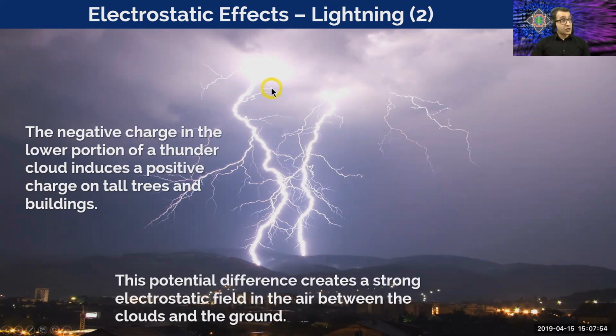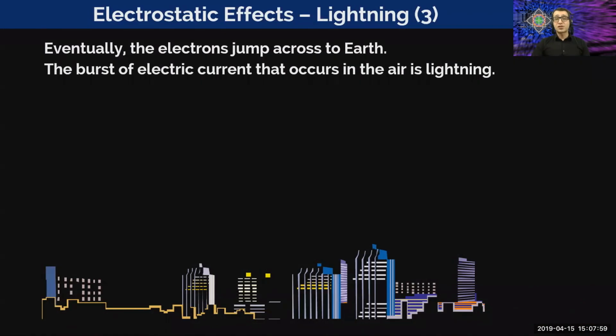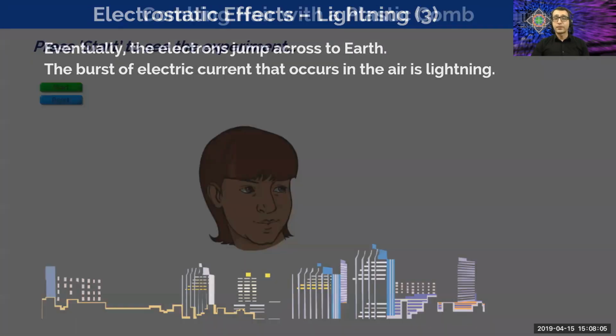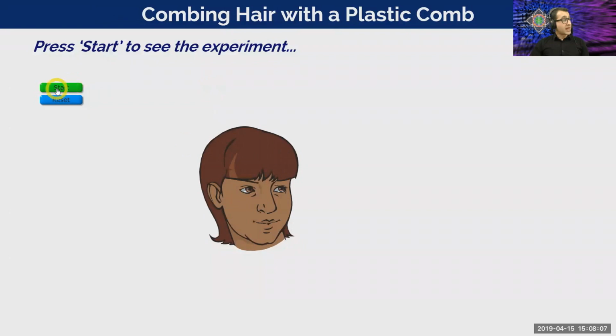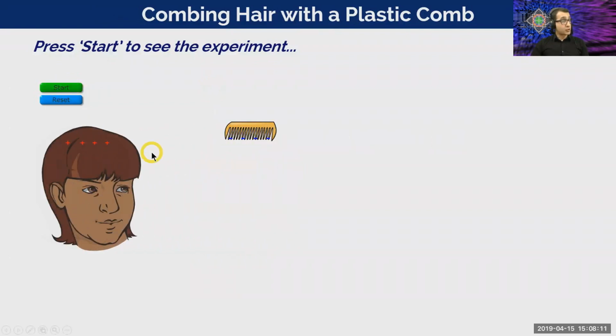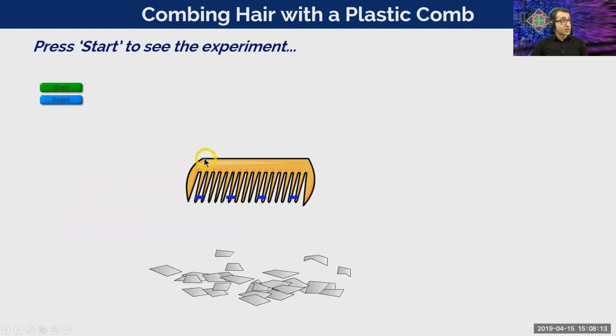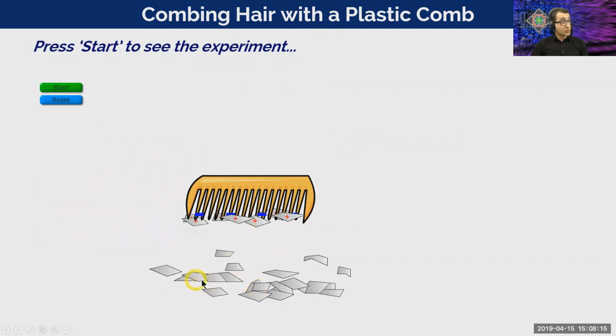So eventually, once this static charge has been built up, the electrons jump across that gap to the Earth, and the burst of electric current that occurs in the air is referred to as lightning. So combing hair with a plastic comb can sometimes produce a static charge, and this can then be used to induce a positive charge on a nearby uncharged object, such as bits of paper, which can then be attracted enough to lift those bits of paper onto the comb.